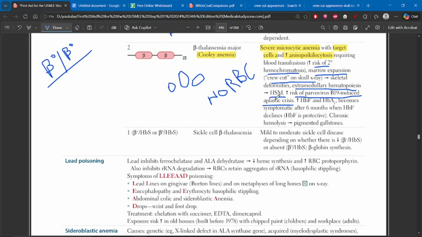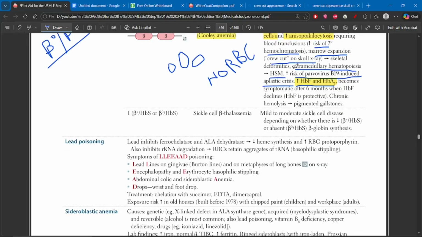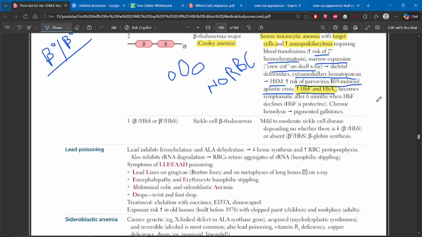I think the most important part is this part. This is what is usually given in the question, that HbF and HbA2 are going to be increased. So you need to keep this in mind. It's very important, quite important. They've hidden it over here. So HbF and HbA2 are going to be increased. This is going to be a sign for you in the clinical question that they are talking about beta thalassemia. And the child usually becomes symptomatic after 6 months, because that's when the HbF declines.